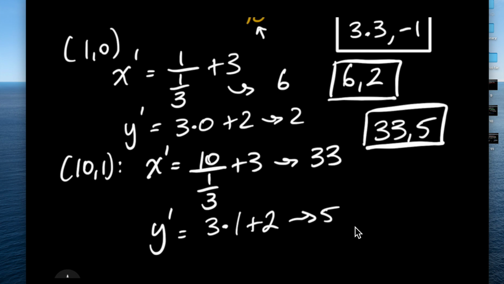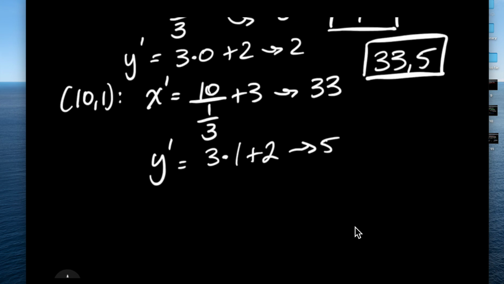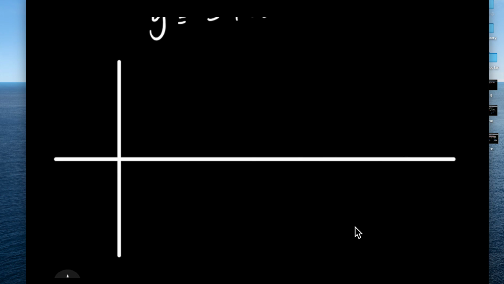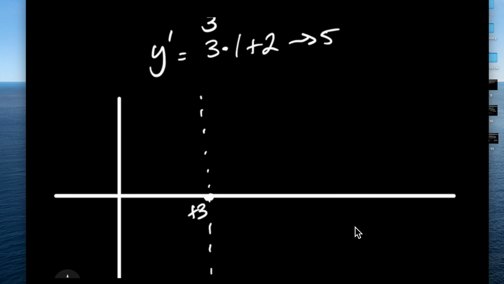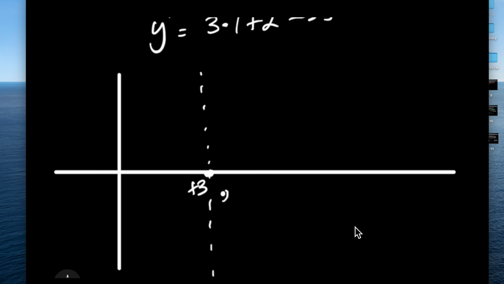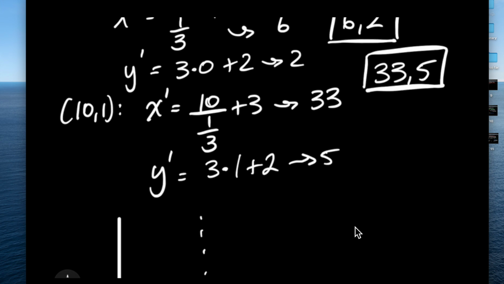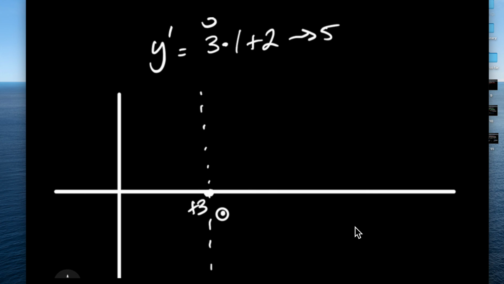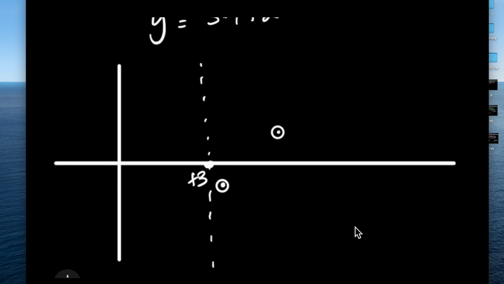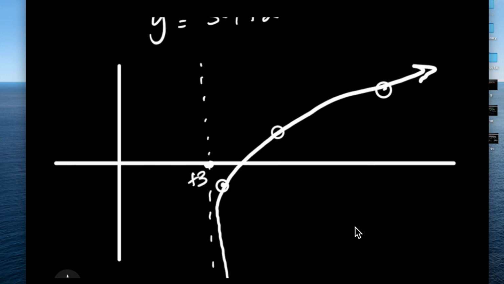Okay, here are our 3 points, and we have a vertical asymptote of +3. Let's go ahead and graph this. Here's our vertical asymptote at +3. Our first point is 3.3, -1. Next point is 6 comma 2, which brings us about right here. And finally, 33 comma 5 would be something like this. So we're going to have a graph that hugs the vertical asymptote and heads towards quadrant 1.